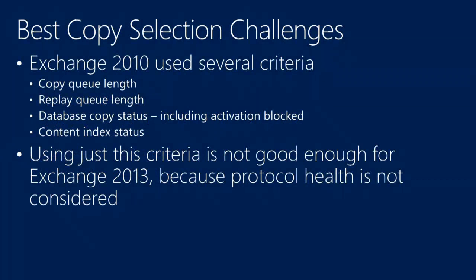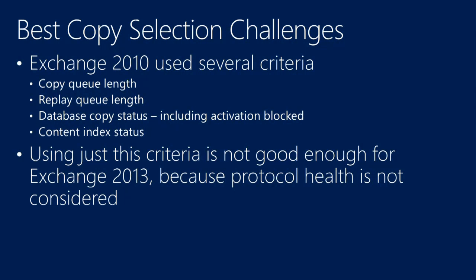Here's why things change. Remember, in Exchange 2010, when we were running the BCS, the best copy selection algorithm, we were largely just looking at 4 things: copy queue length, replay queue length, database status, and content index status. Just looking at those 4 elements doesn't really tell us anything about the server. It doesn't tell us if the protocols are working, or if users are going to get access when we fail over. All it tells us is, hey, are your databases healthy? Are they up to date? Is your index healthy? Is it up to date? That's all we know from that criteria.